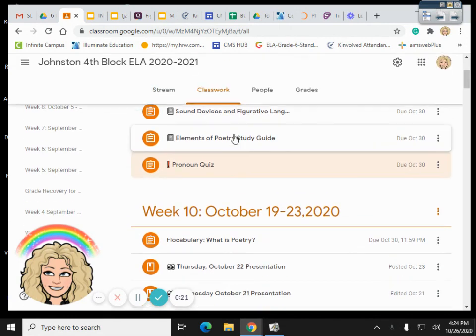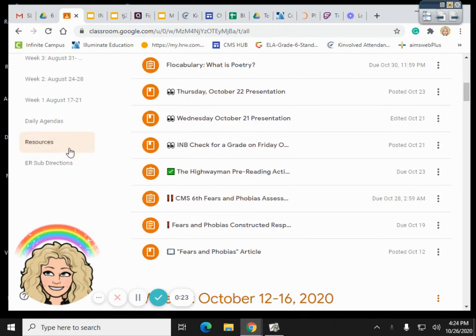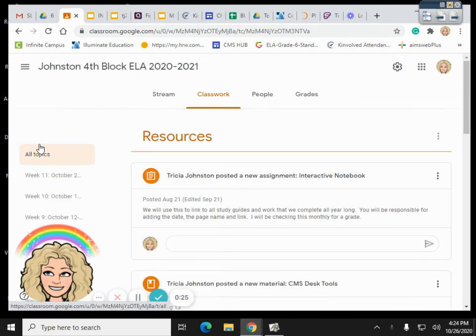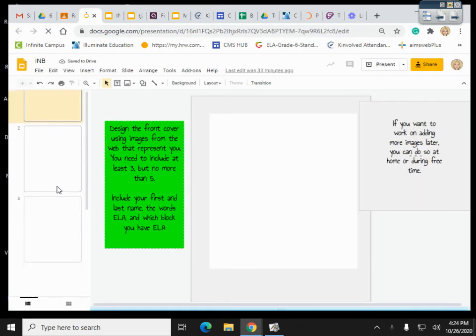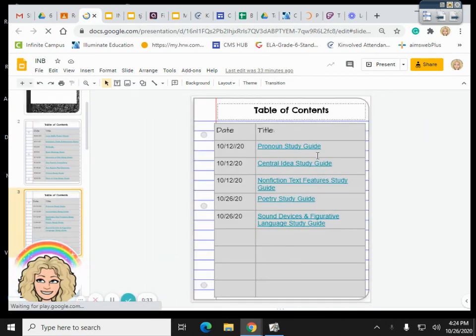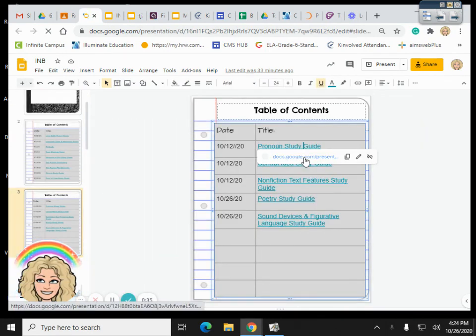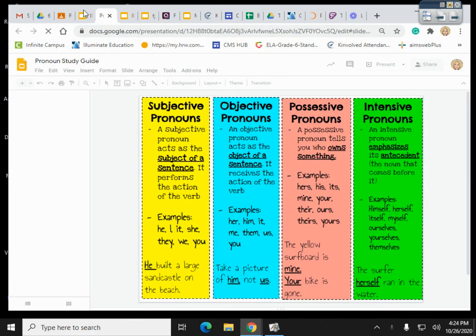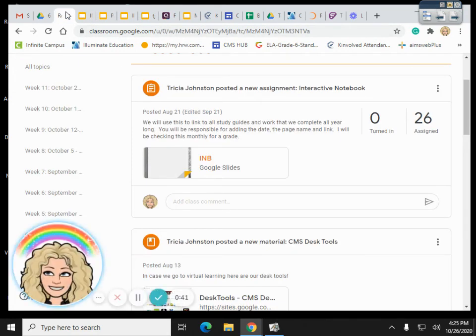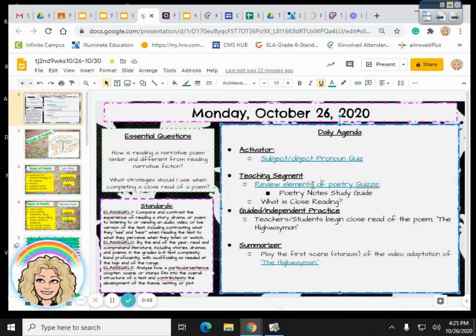You can use your pronoun study guide in your interactive notebook. So you can use this for help. If you have it correctly linked, you can pull this up and use this study guide for help while you take the quiz. And you can do that whenever you have time. It is a daily grade. So that was the first thing we did today.